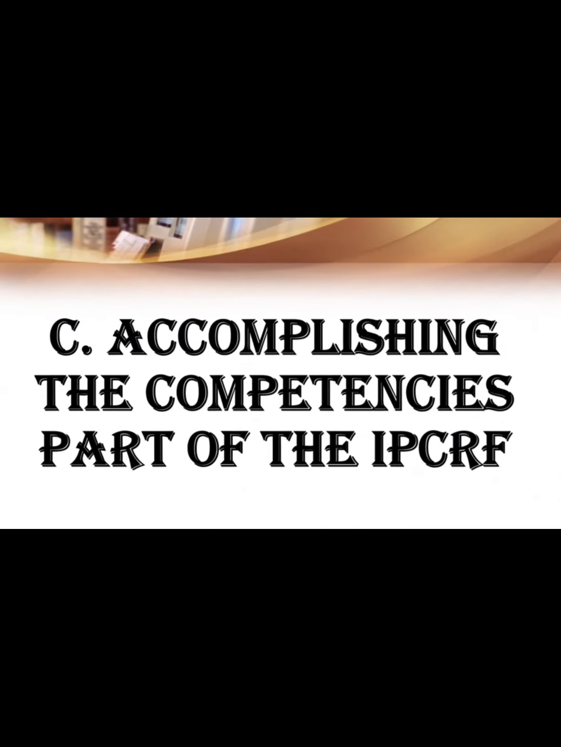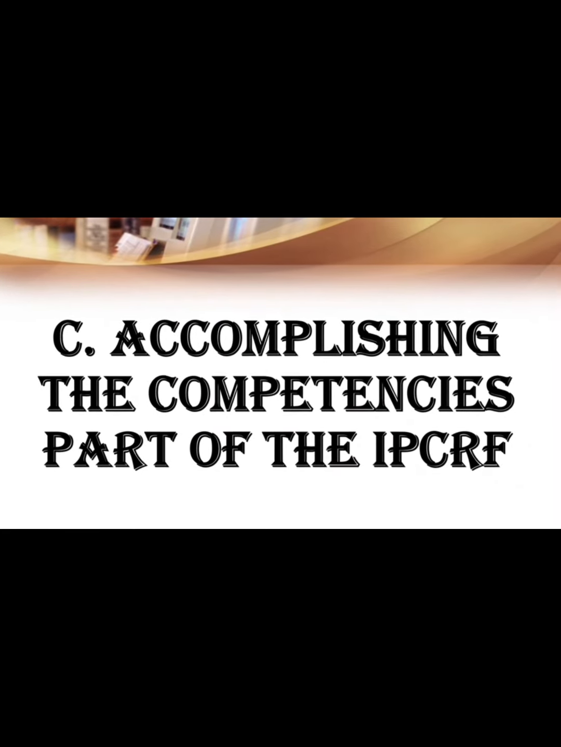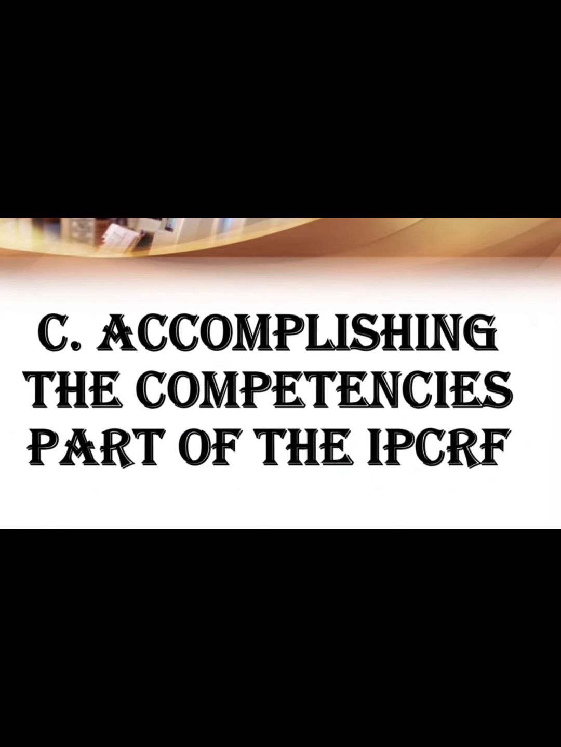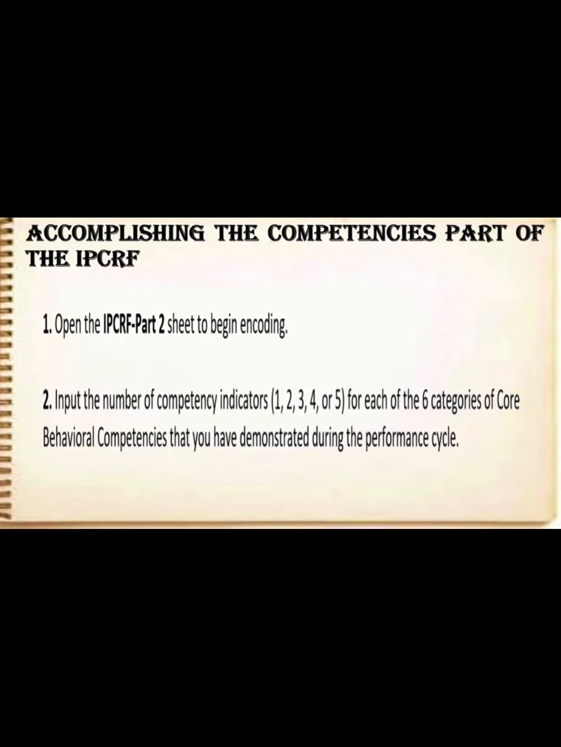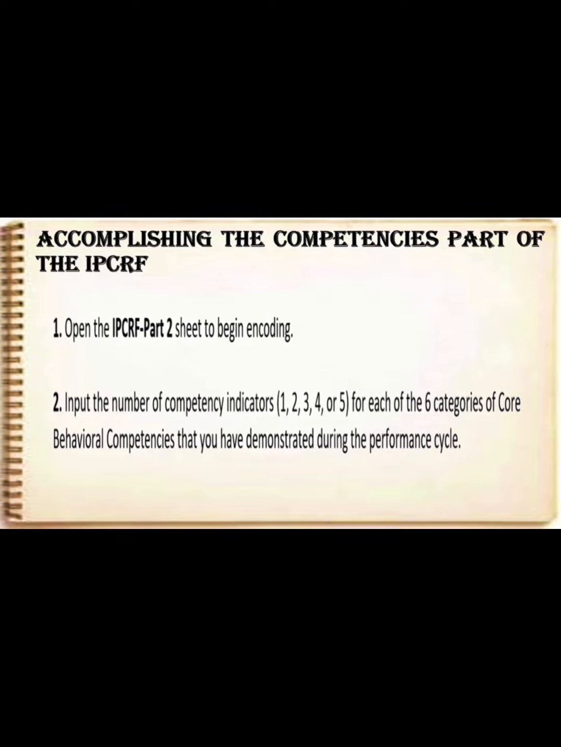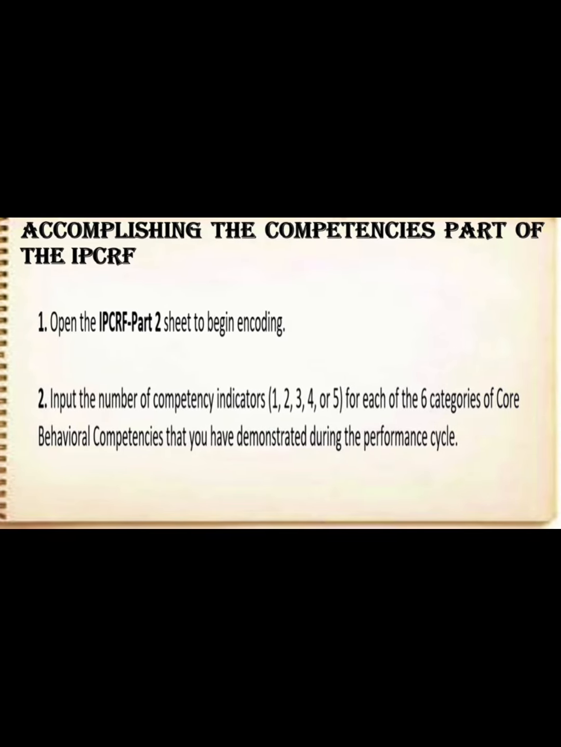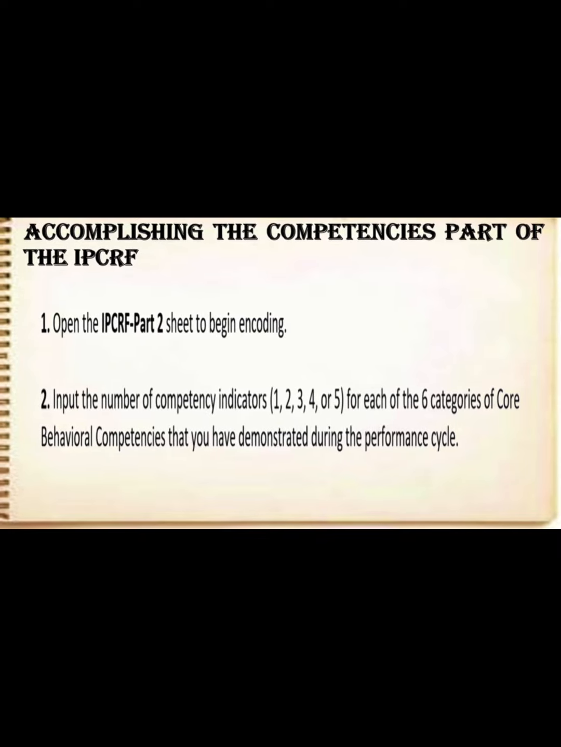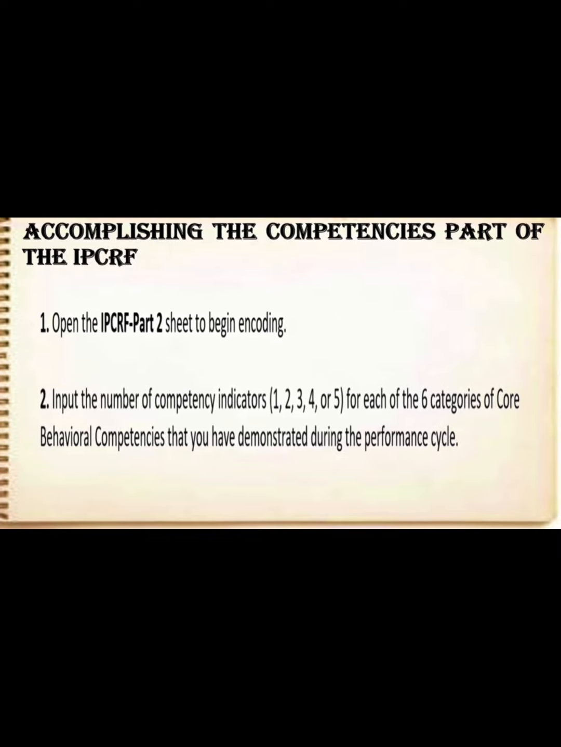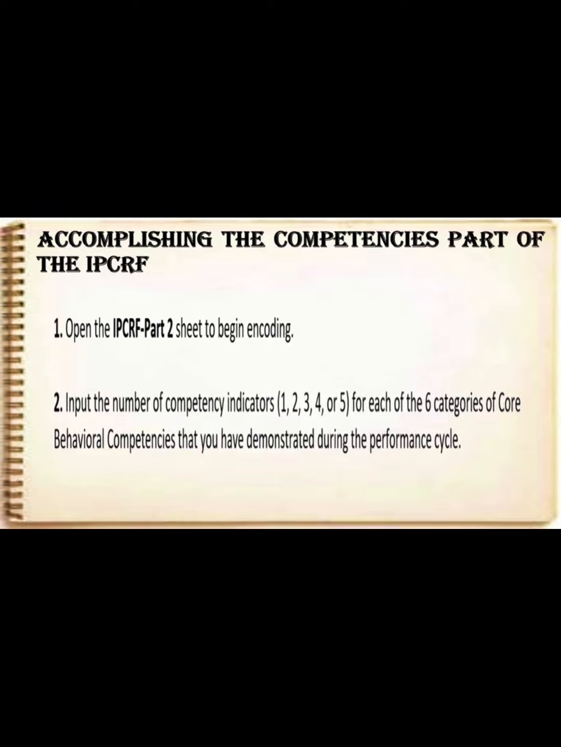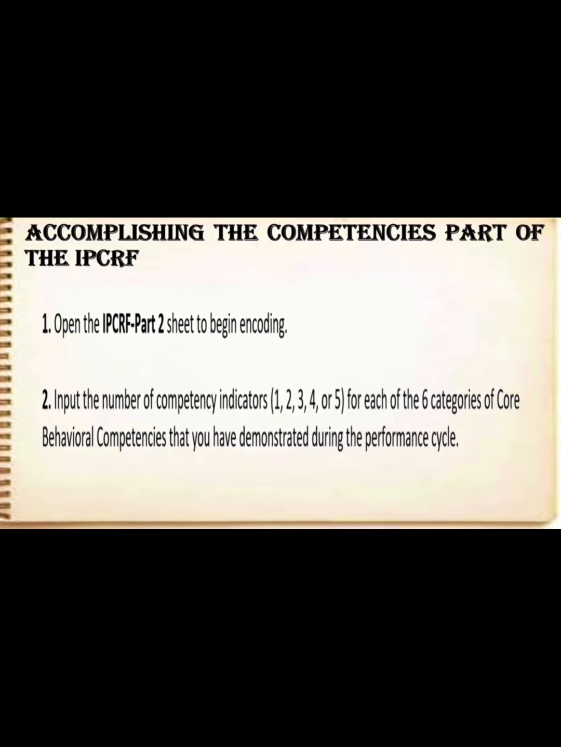The next step is to accomplish the competencies part of the IPCRF. I have here a sample part 2, which is about core behavioral competencies. In doing it, you need to open the IPCRF Part 2 sheet to begin encoding. Then you need to input the number of competency indicators such as 1, 2, 3, 4, or 5 for each of the 6 categories of core behavioral competencies that you have demonstrated during the performance cycle.